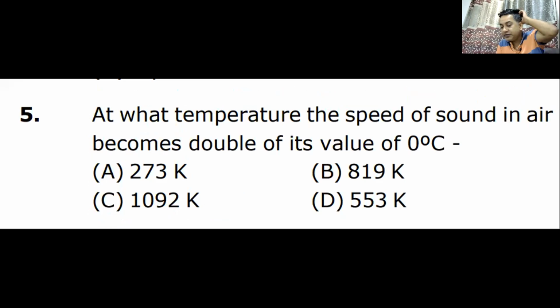At what temperature the speed of sound in air becomes double of its value at 0 degree Celsius? Waiting for your answers. 0 degree Celsius, remember, is 273 Kelvin. So you need to double the speed of sound. The temperature is 273 Kelvin. What should be the temperature where the speed of the sound is doubled? And I wait for your answers here. To double the speed of sound, we must multiply temperature by how many times?